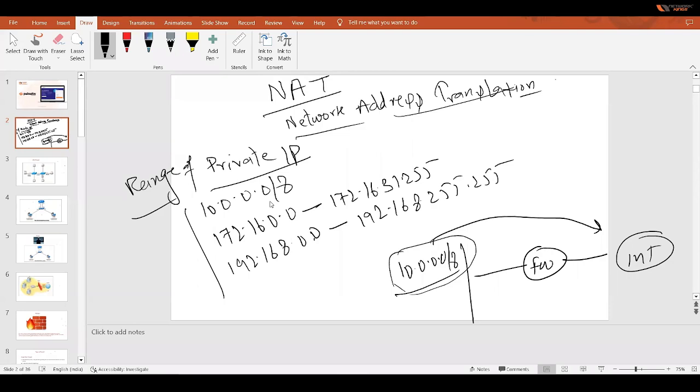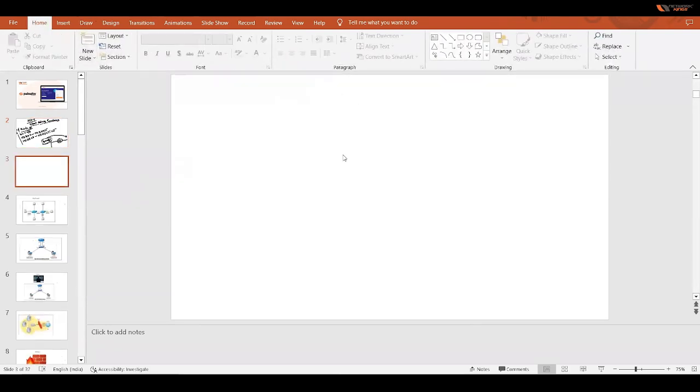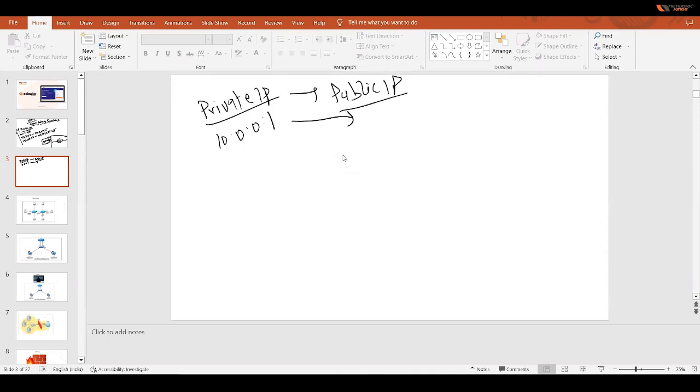While converting a private IP to a public IP, it's called NATing. So NATing means that, suppose this is my private IP 10.10.1, whenever it goes to the internet, it will be NATed. NAT means it will translate, change, convert it into some public IP. I'm just taking 1.1.1 as an example. So it will NAT it to this public IP, and then it will go to the internet.